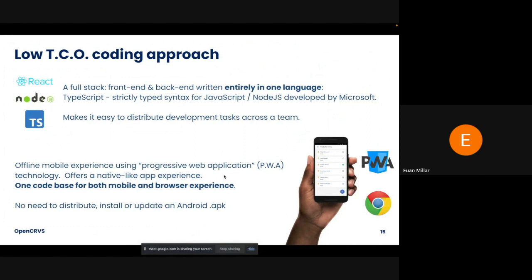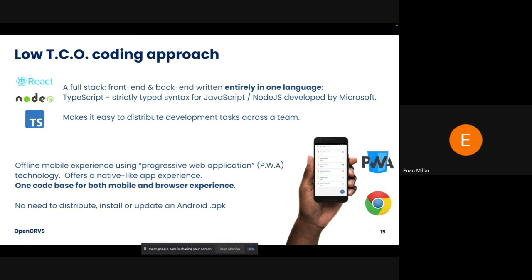We have adopted a very low TCO approach to code. The entire stack, front end and back end, is written in one language, that is TypeScript, which is a strictly typed syntax for JavaScript and Node.js, developed by Microsoft. So this makes it really easy to distribute development tasks across a team. You don't need different developers with different skill sets. They just need to know one language, and you can share effort in any part of the application at any time.